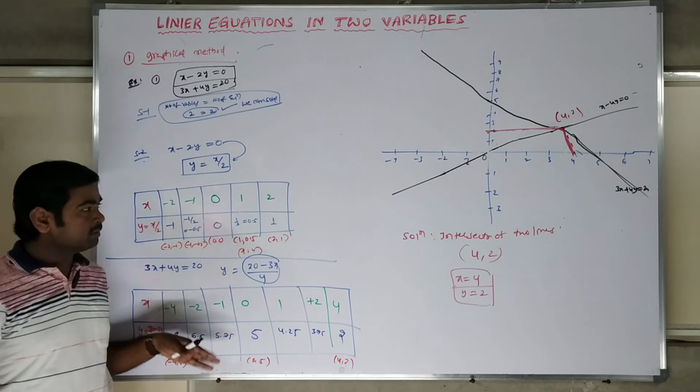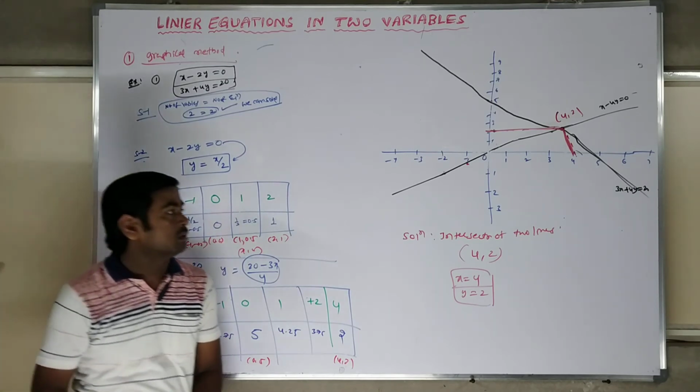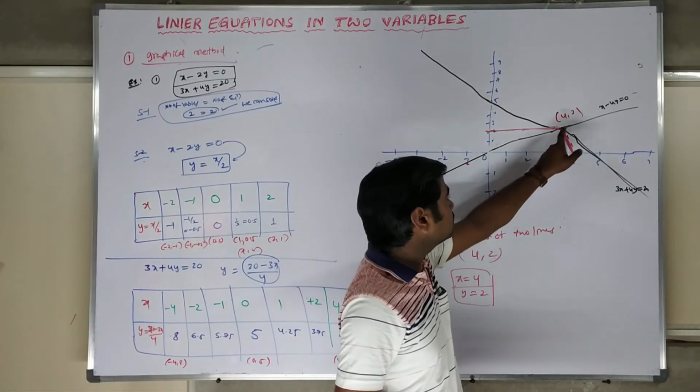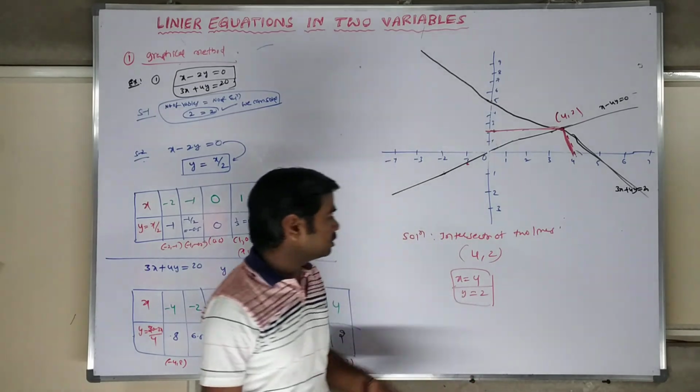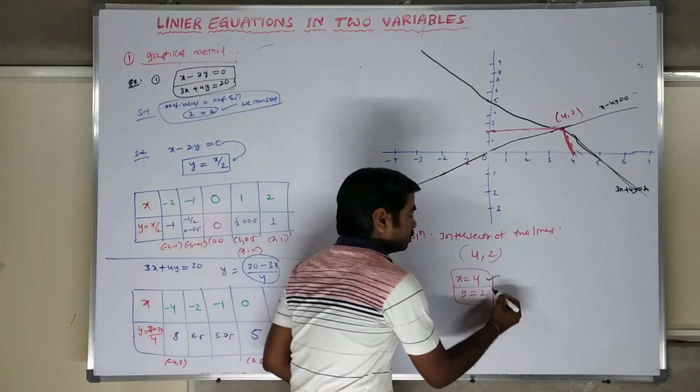So the same thing with the graph paper, you are getting exactly at this (4, 2) distance the lines are going to intersect. That's the solution of this. So this is the solution by using the graphical method.